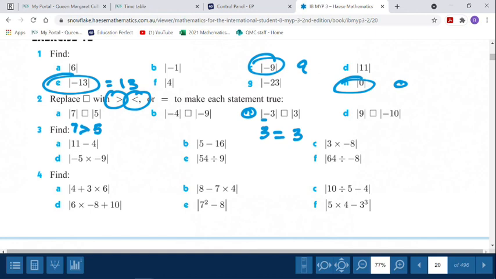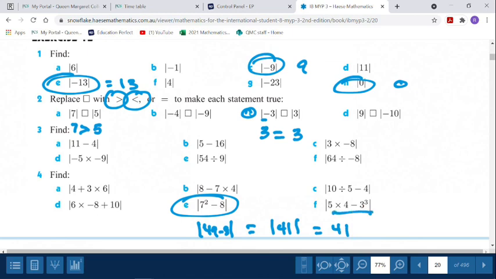Let's look down at the bottom where we have a little work to do. Let's do E here. Absolute value of 7 squared minus 8. So we have a little math to do inside before we can do the absolute value. And we have two operations there. We have an exponent and we have some subtraction. So we need to do the exponent first. What does 7 to the second power mean? 7 times another 7, which is 49, minus the 8. So that gives us the absolute value of 41. And the absolute value of 41 is simply 41. Okay? So you just simply do the math inside, then simplify the answer.